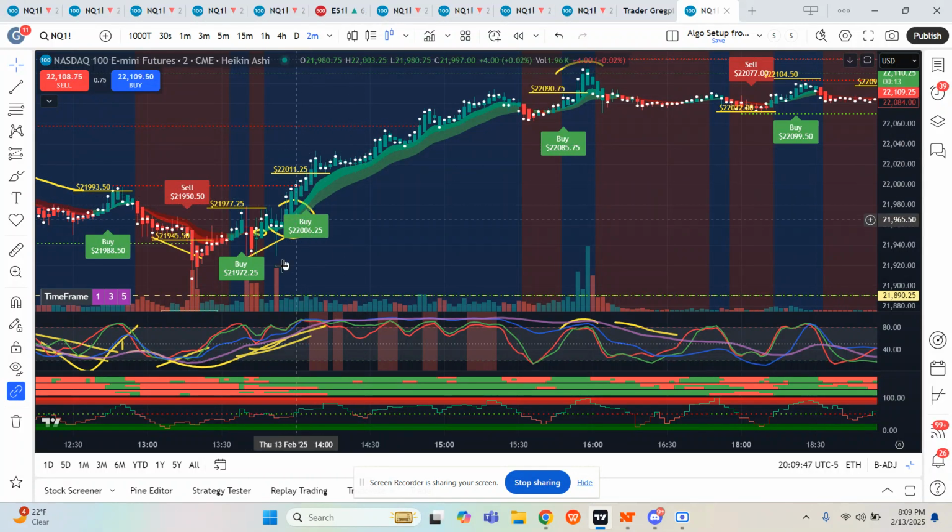And you can get onto it here. You can get onto it with this pullback here. There's 4 different ways you can make 120 ticks on this one trade.